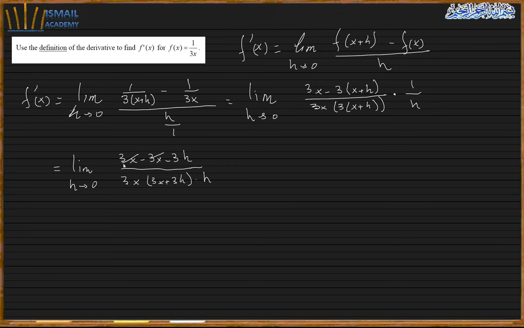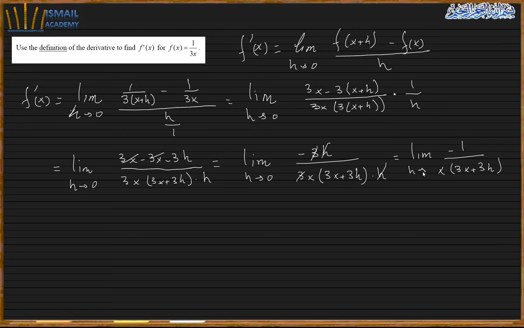So here I cancel out, and we end up having the limit when h goes to 0 of minus 3h over 3x times 3x plus 3h times h. So I cancel this h, cancel the 3. What's left is the limit of minus 1 over x times 3x plus 3h when h goes to 0. When I substitute h here, we end up having minus 1 over x times 3x, which is minus 1 over 3x squared, and this will be the derivative of this function.